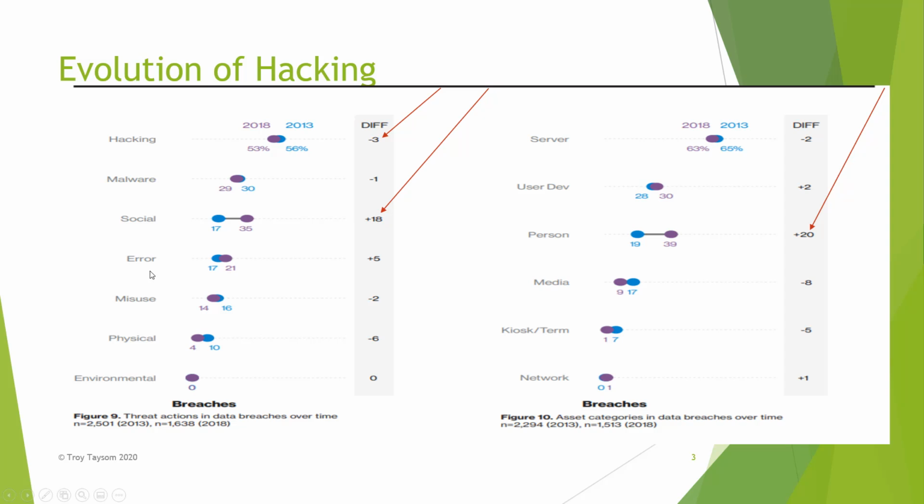All right. Error, that's just somebody screws something up and your hackers get in. That went up by 5%, and they don't give reasons for this. My bet is this differential you see right here is due to cloud computing, because so many people switched to the cloud between 2013 and 2018, and they didn't set up their security properly, and that's probably where this comes in.